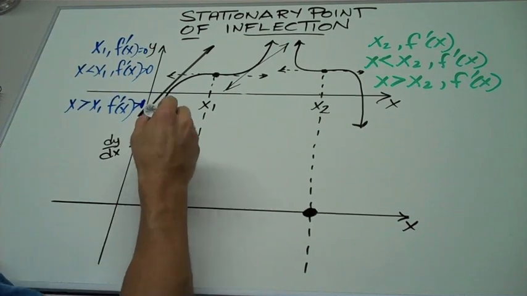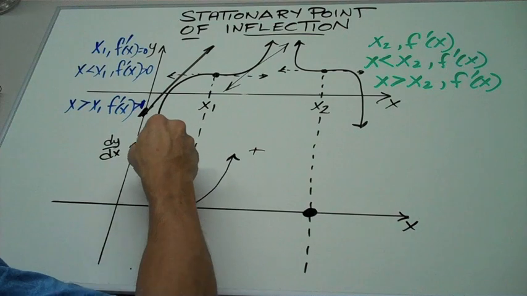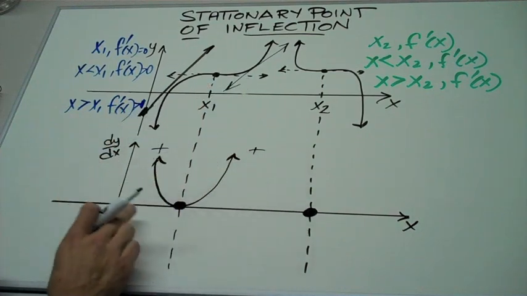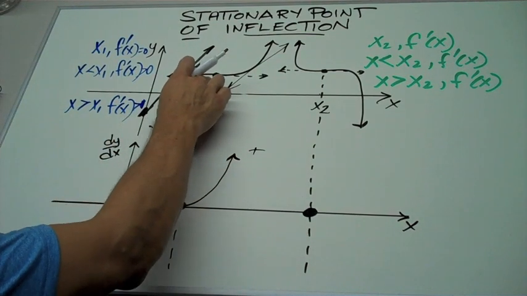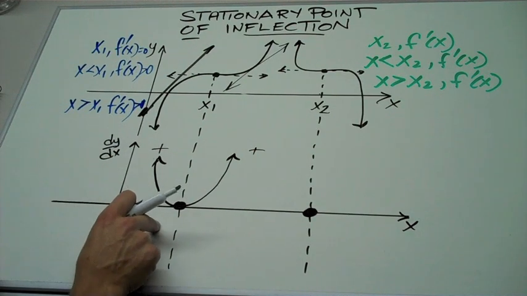Well, what does that look like if we're going to graph dy dx? It's going to go from positive to 0 to positive. We will have a graph that looks like this. Notice the point here, the stationary point, becomes a 0 on the graph of the derivative.